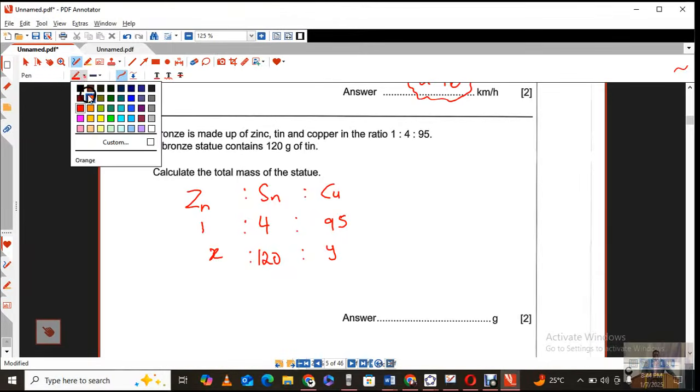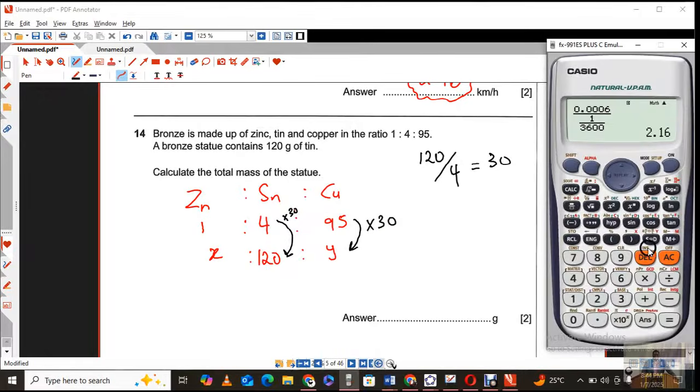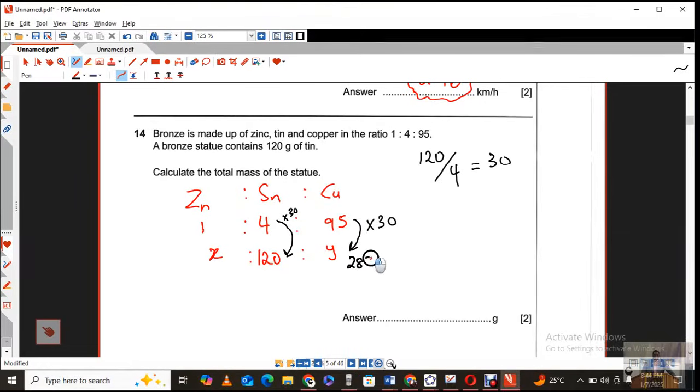But that 120 is very interesting to me because I either had to multiply or divide, multiply by something that gives you 120, and that is 30. Can you see that? So if you were to multiply here by 30, you get 120. So just go ahead and multiply everything by 30. And when I hit 95 times 30, I know the parts for copper: 2,850. And of course, this 1 times 30 is nothing but 30.